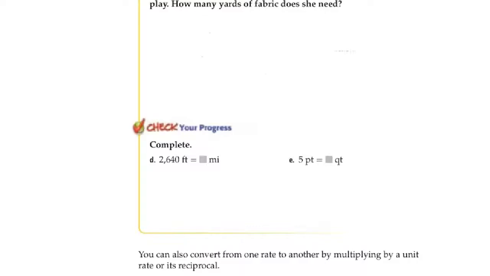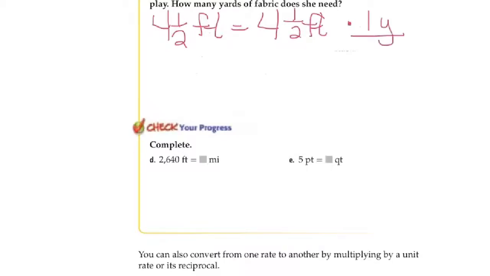Let's do a couple more here. Yumika needs 4.5 feet of fabric to make a costume for a play. How many yards of fabric does she need? Feet are smaller than yards, so we're converting from smaller to larger again. So let's write this out. 4.5 feet equals 4.5 feet times 1 yard to 3 feet. That's the reciprocal of our unit ratio, 1 yard to 3 feet.